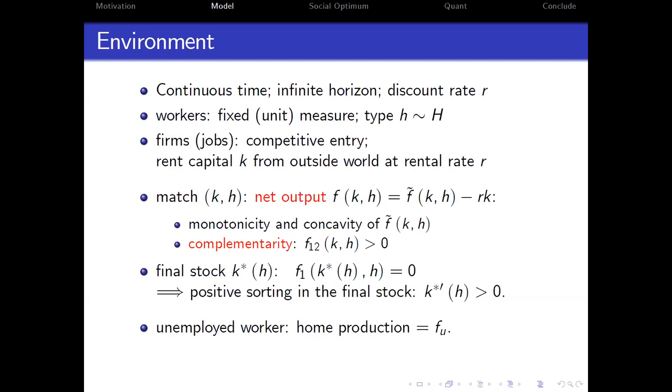Now, just to finish the description of the environment on these people, if a worker is unemployed, home production is assumed to be constant. You can make it depend on increasing age as well, but that's really not going to change much because it's the interaction between H and K that matters. If someone is unemployed, there's no K.